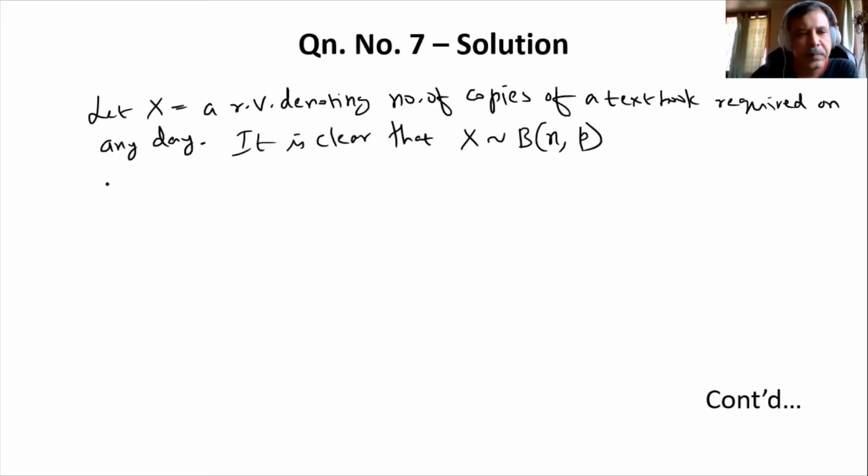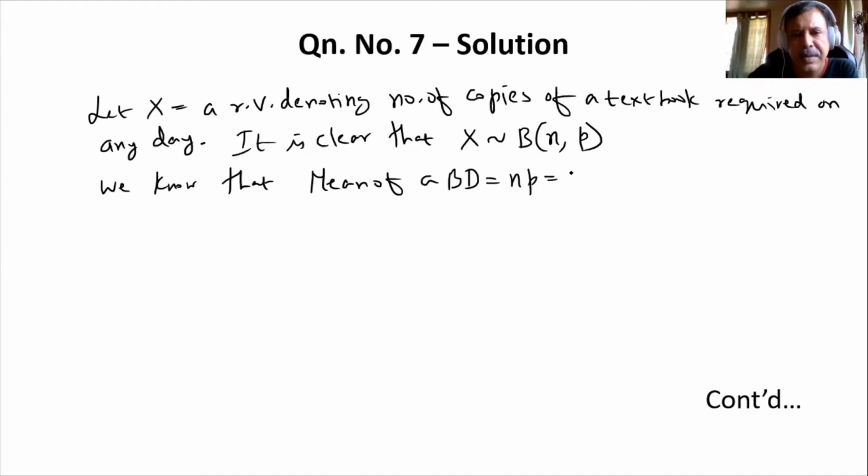Now we may note, we know that mean of a binomial distribution is n into p. Since it is mean, I will call it as mu, and it works out to n is 600, p is 0.05. So if we multiply these two, we get 30.